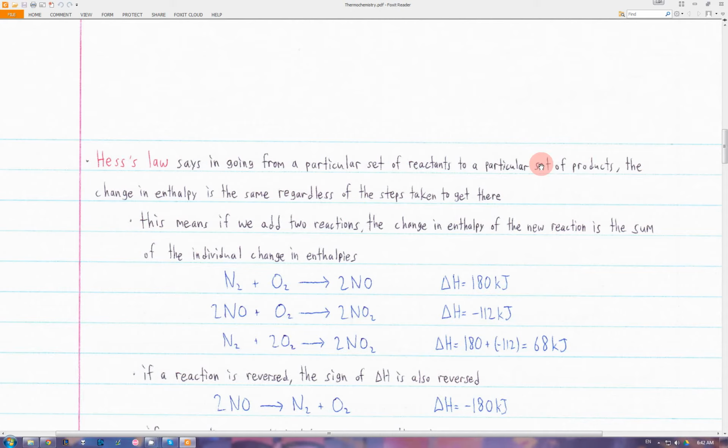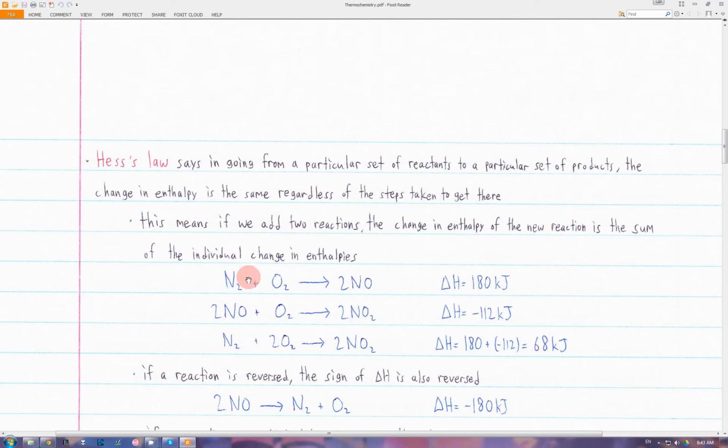So basically this means that when we add two reactions, the change in enthalpy of the overall new reaction will just be the sum of the change in enthalpies for the two reactions that we added. So we have these two reactions here with a change in enthalpy of 180 kilojoules and then negative 112 kilojoules. And then when we add these two reactions to obtain this third reaction, the change in enthalpy of this third reaction will be the sum of these two enthalpies. So it will be 68 kilojoules.